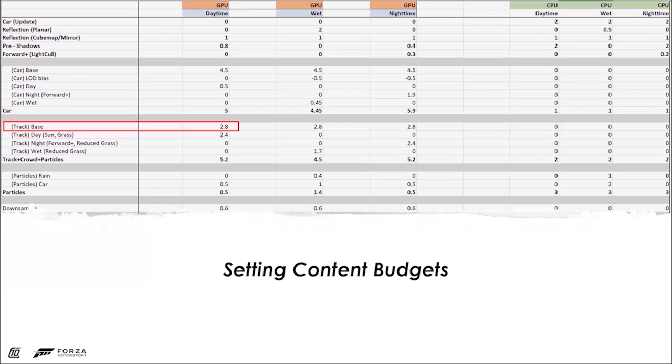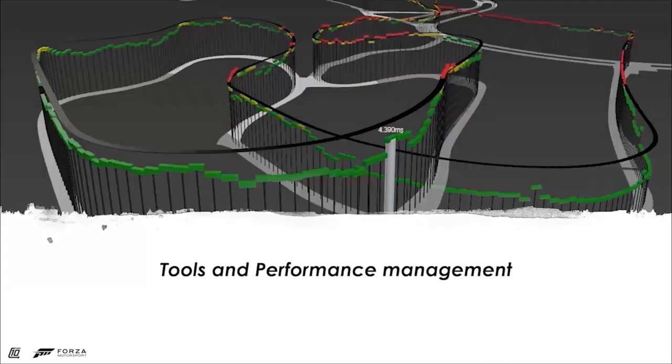So these are just for anyone that's interested. These are the budgets that we have. This is only to show this 2.8 number is how much GPU we have for our tracks. For anyone who's familiar with GPU budgets, that's not a lot of time. So that's just highlighting how little time you have with it.